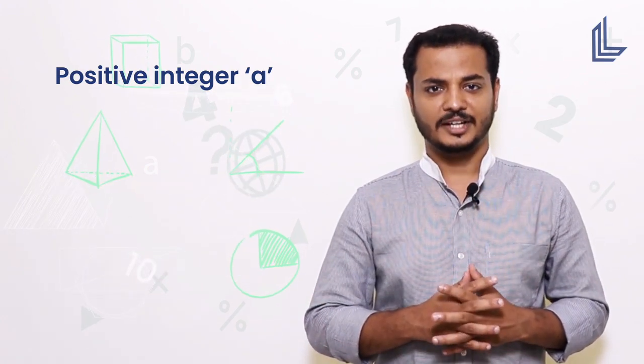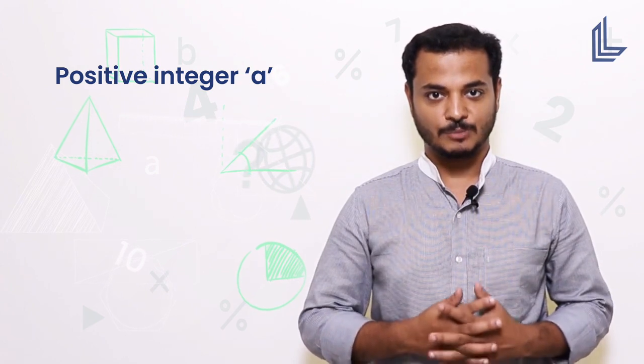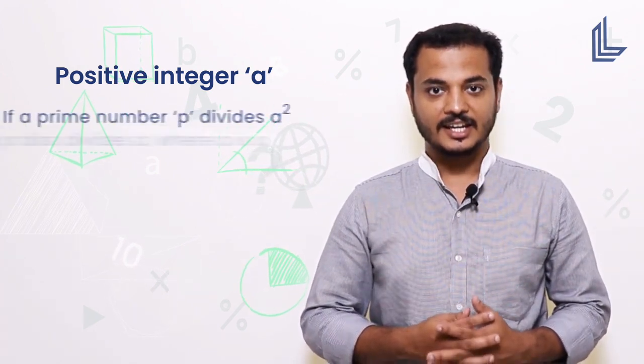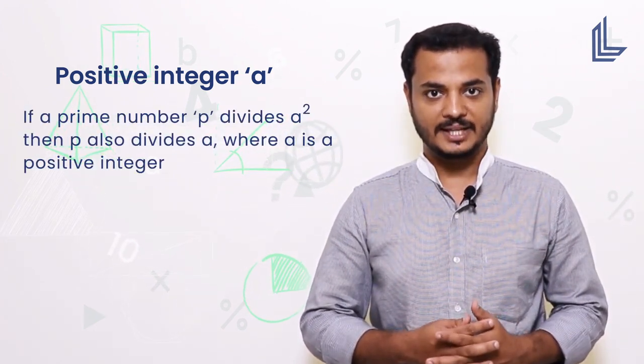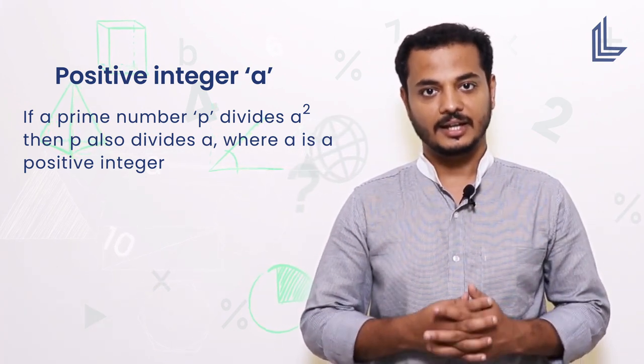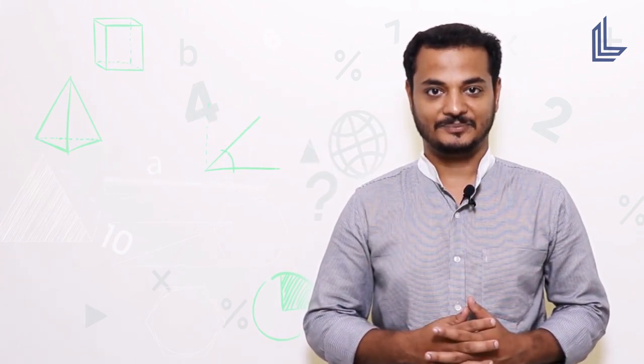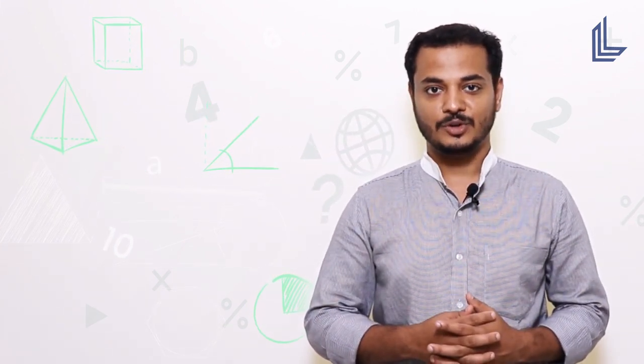Let's state this small theorem a bit more formally. In general, we can state this small theorem as: if a prime number p divides a square, it will divide a as well. It's as simple as that. Now let's move on to prove irrationality of root 2.